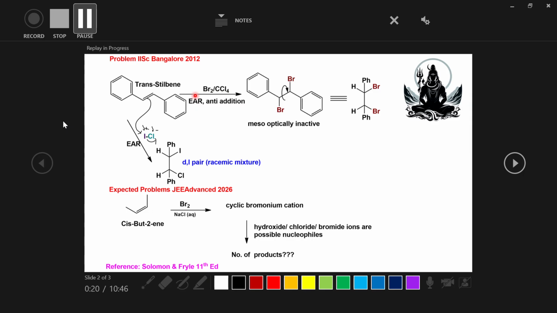How to convert stilbene into diphenyl acetylene. Okay. Now, whenever you want to convert an ene to an alkyne, the first step that you need to do is create a dibromo product of it.